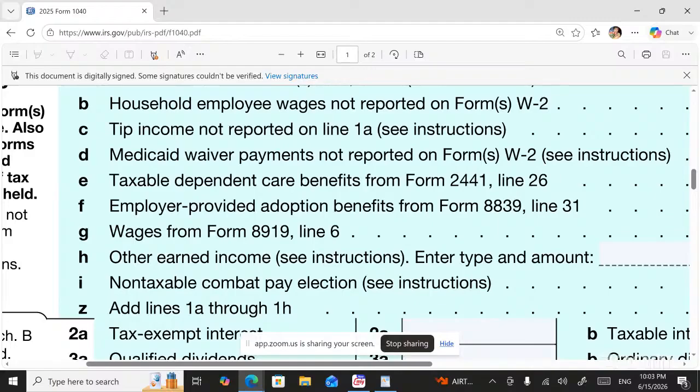Employer provided: this amount of support is given by the employer to the employee for the benefit of adoption. Then form number 8839, complete details of the adoption, complete details of the employer support, everything is to be included here. Actually, the adoption benefit is divided into two types.